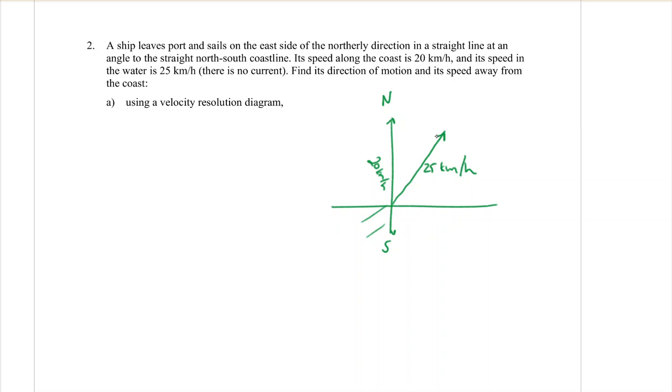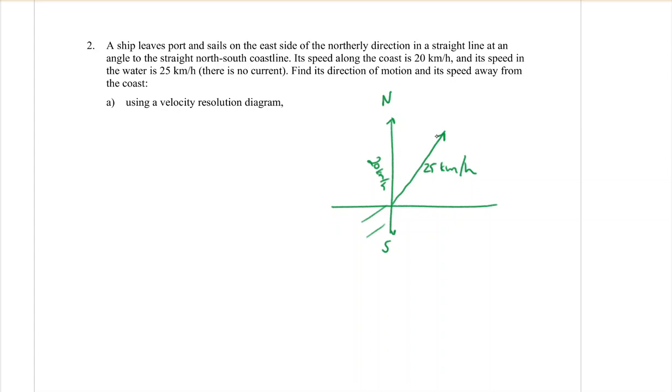Anything that's pointing in generally the up direction is a northerly direction. It's not perfectly north. Anything less than 45 degrees? No, anything less than 90 degrees. Anything above the horizontal line is northerly. Anything below the horizontal line would be southerly.